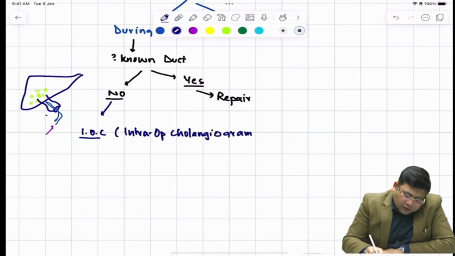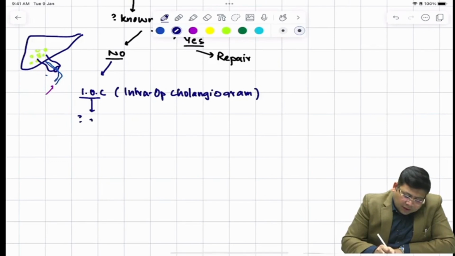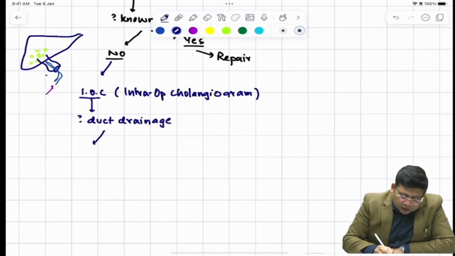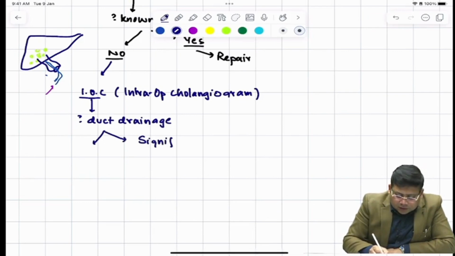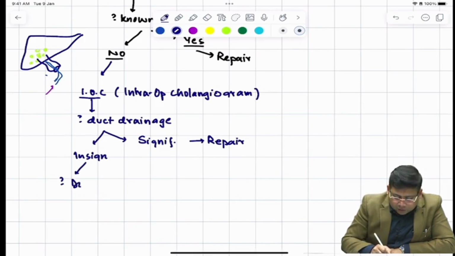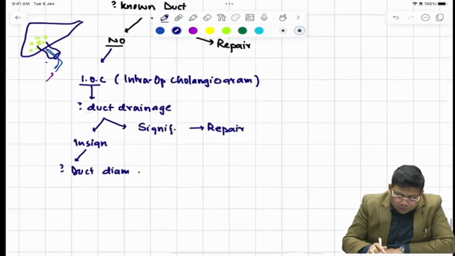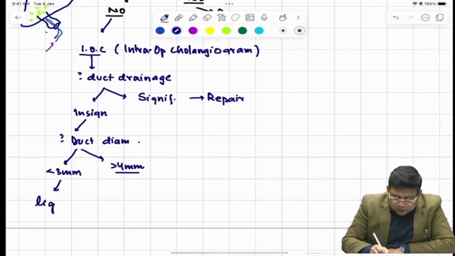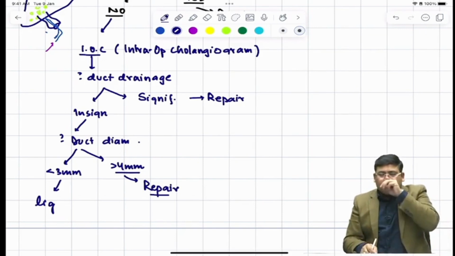So when we do intra-op cholangiogram, the next thing that you need to understand is what is the pattern of duct drainage. If the duct drainage is significant, what to do in this case? Remember, this is an important duct, and therefore repair. If duct drainage is insignificant, in that case you will always try to look for the duct diameter also. If it is found to be less than 3 mm, in that case you can go for ligation. If it is more than 4 mm, that means it's a significant duct, and therefore you will have to go for a repair. So these are certain important things which you have to follow.